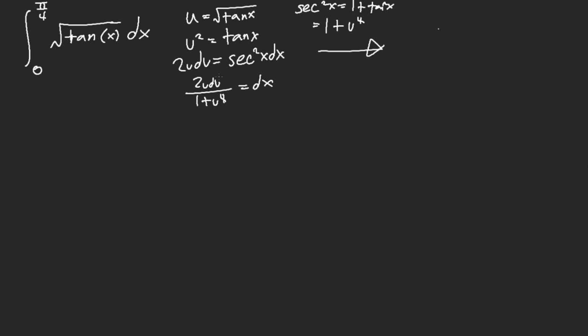So your integral, plugging in the bounds, goes from 0 to 1. Your whole integral should look like this: 2u squared over 1 plus u to the fourth du. So you have this now.